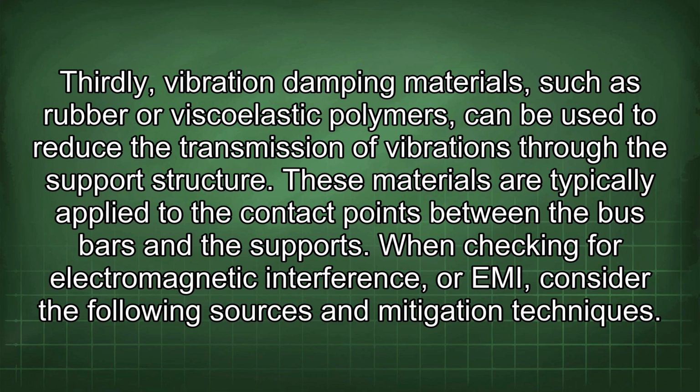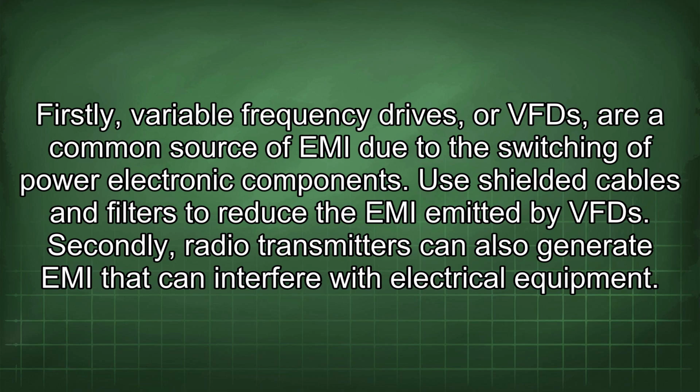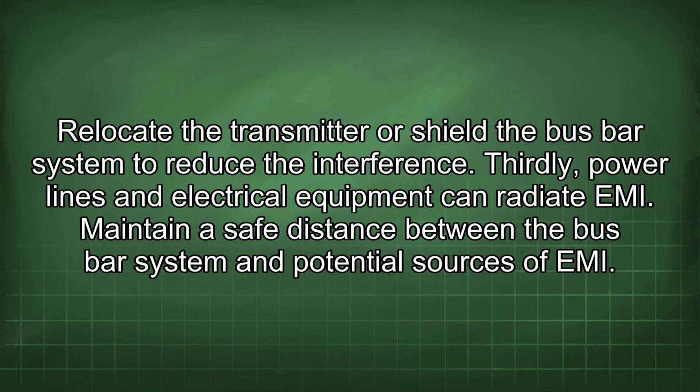When checking for electromagnetic interference, or EMI, consider the following sources and mitigation techniques. Firstly, variable frequency drives, or VFDs, are a common source of EMI due to the switching of power electronic components. Use shielded cables and filters to reduce the EMI emitted by VFDs. Secondly, radio transmitters can also generate EMI that can interfere with electrical equipment. Relocate the transmitter or shield the bus bar system to reduce the interference. Thirdly, power lines and electrical equipment can radiate EMI. Maintain a safe distance between the busbar system and potential sources of EMI.